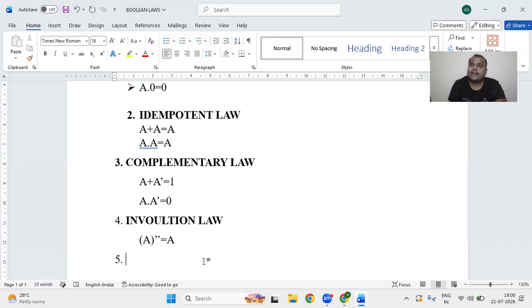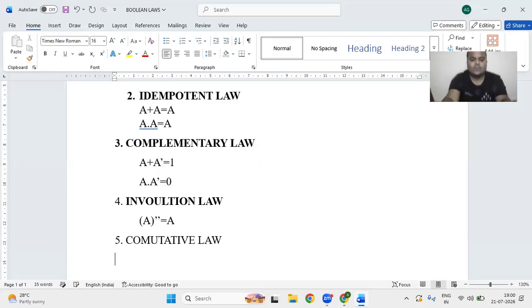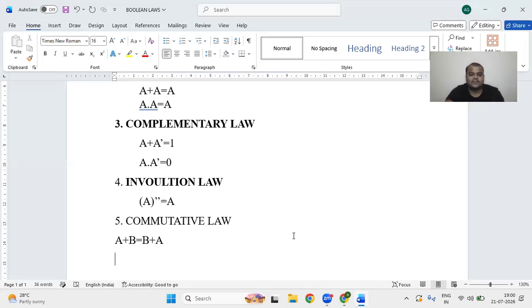Now we can enter into the next law, commutative. It is based on two inputs. What is the commutative law? Spelling is wrong. Commutative. What does the commutative law say? A plus B is equal to B plus A. For this one I can use the truth table.